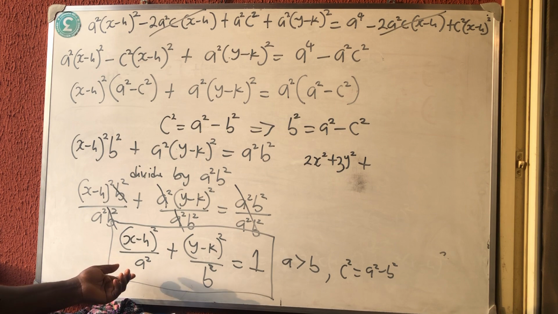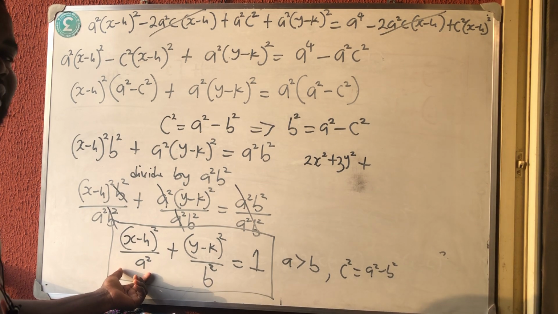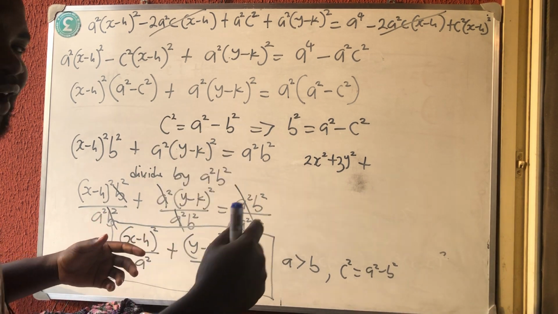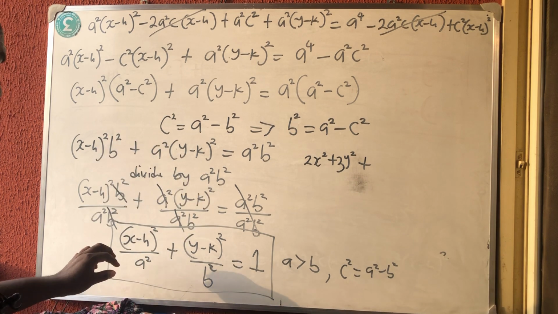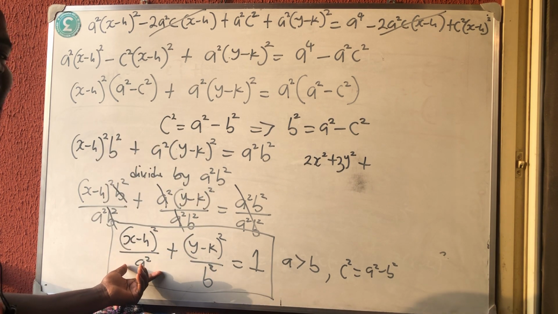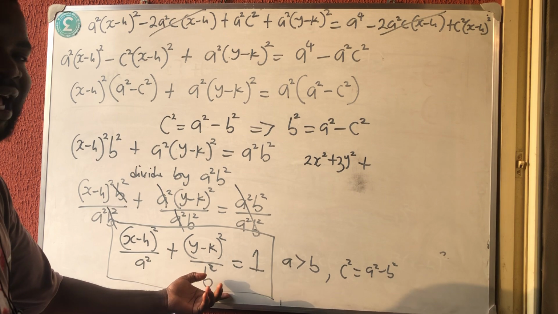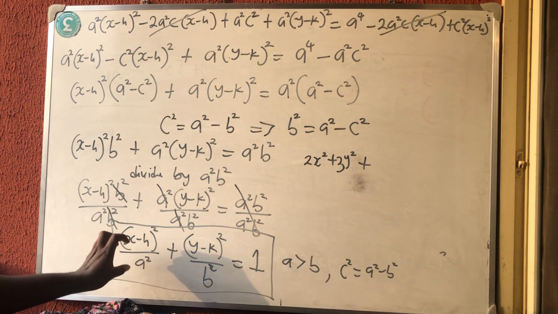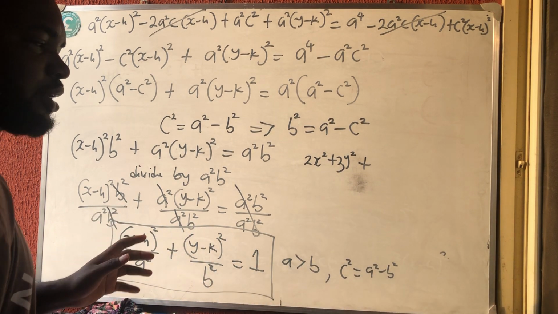And you know that if the denominator of something is big, it means that that thing is small, because the bigger thing is dividing it. So another method to know is that if the denominator of x is bigger than the denominator of y, then it means that x is smaller, which means it is parallel to the x-axis.